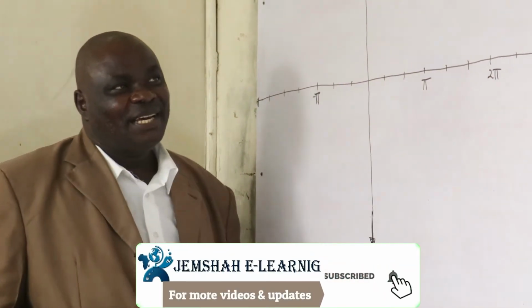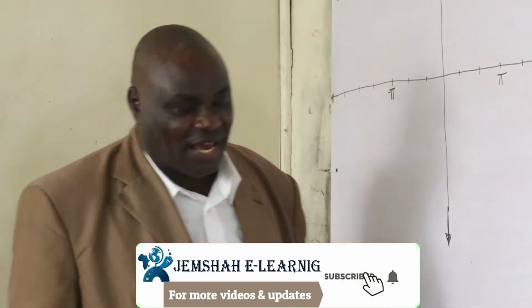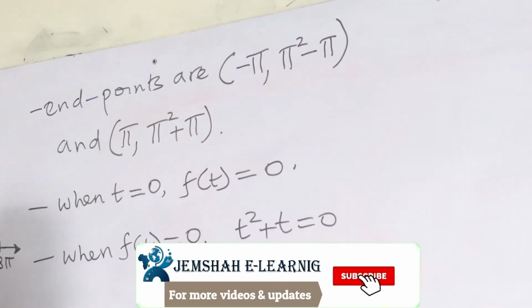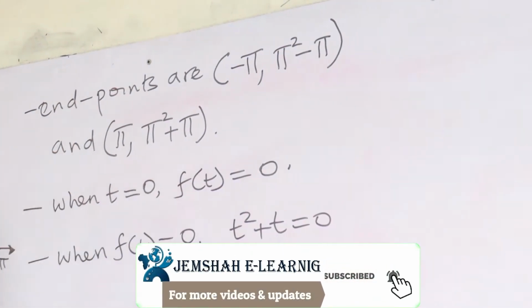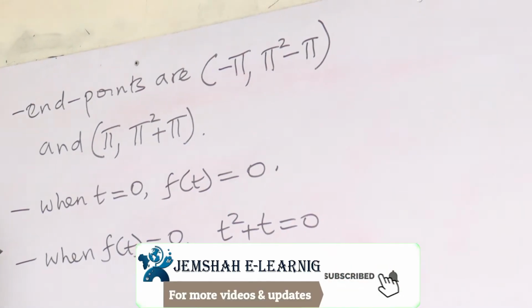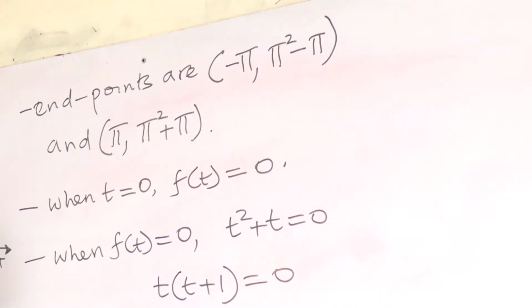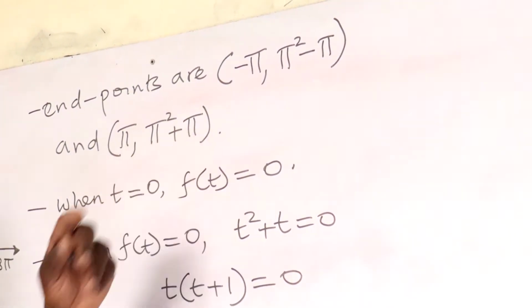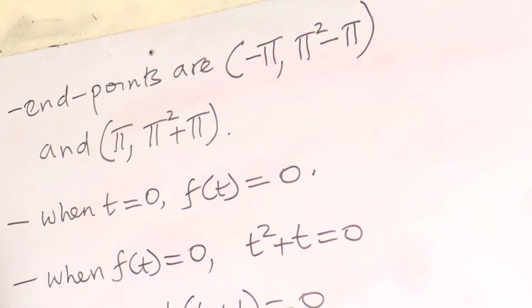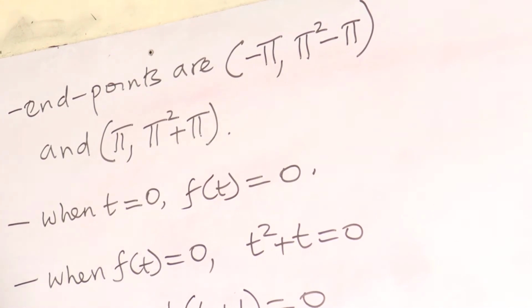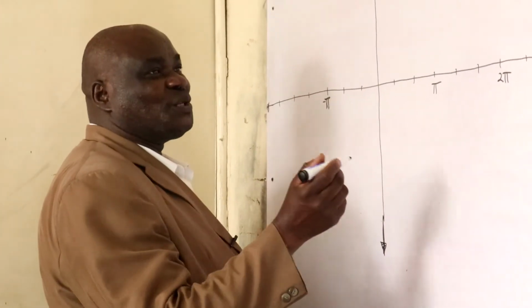We have our endpoints. We have negative pi, and we have this value, pi squared minus pi. We know that will be a positive value. Even if you punch it from your calculator, it's a positive one. And pi squared plus pi is also a positive one, but this one is a greater positive than that one.